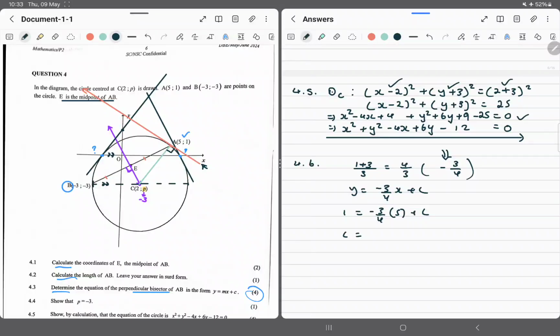Then let's see what this c comes out as. This is minus 15 over 4. When we transpose, it's adding. So 1 plus 15 over 4. What does it give us? It gives us 19 over 4, which is effectively 4.75. So that's not 8.